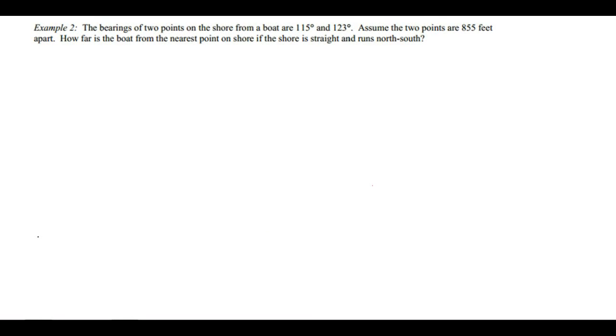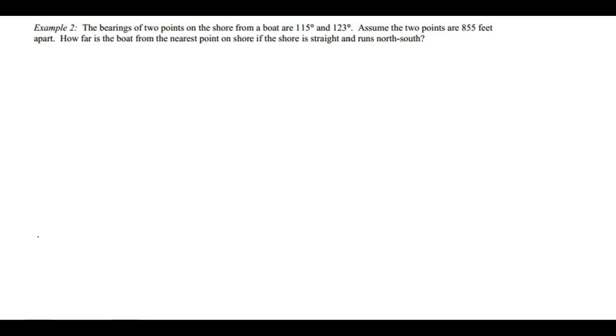If I read this, we got the bearings of 2 points on a shore from a boat are 115 degrees and 123 degrees. Now remember, bearings, north is 0 degrees and east is 90 degrees. So assuming the 2 points are 855 feet apart, how far is the boat from the nearest point on the shore if the shore is straight and runs north-south?